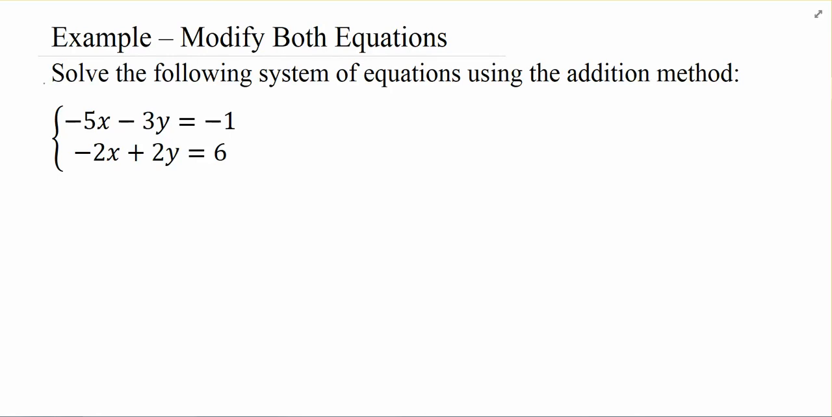That's kind of weird. So instead, what I can do here is find a common number that I could bring both of them up to. I'm looking for a number that would be a multiple of both coefficients. So I'm really looking for the least common multiple between the coefficients. If I look at the x's, the least common multiple would be 10. If I look at the y's, the least common multiple would be 6.